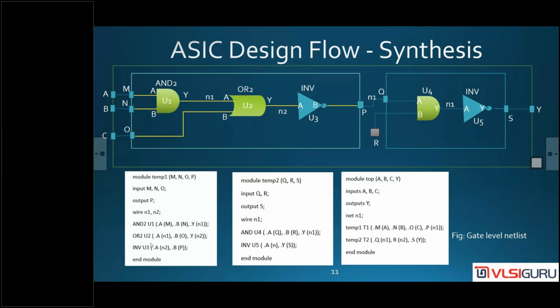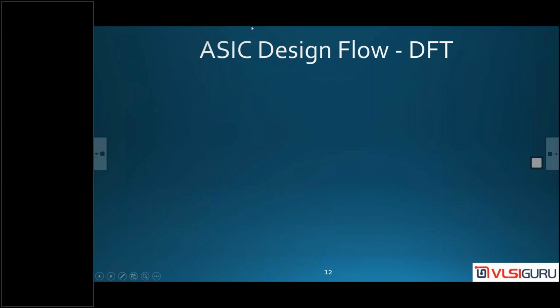Now before going to physical design, one team comes into the picture. What is it called? DFT, design for testability. I have to test the chip. Testing the chip happens after fabrication. The chip is fabricated now. We have to test the chip. Apply some input, verify the output. If I am getting the proper output, then the chip is working properly.